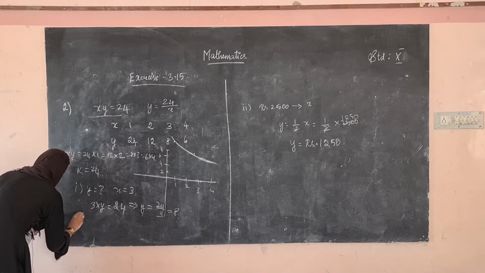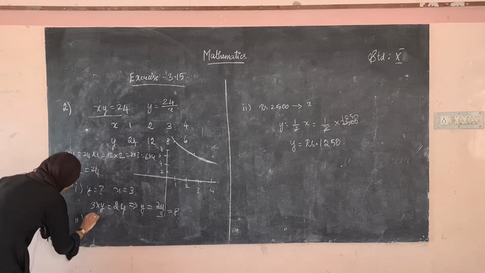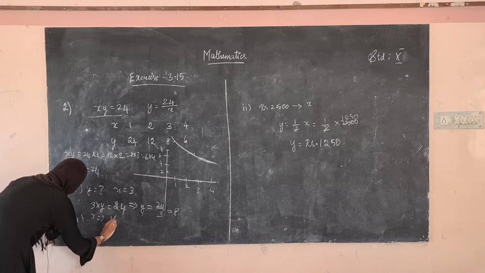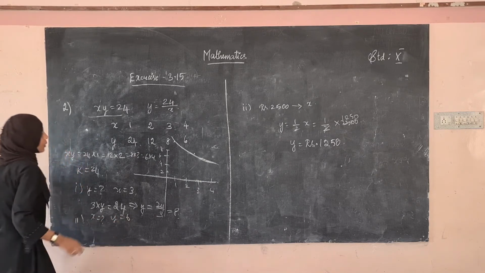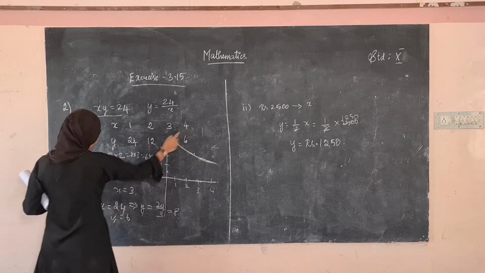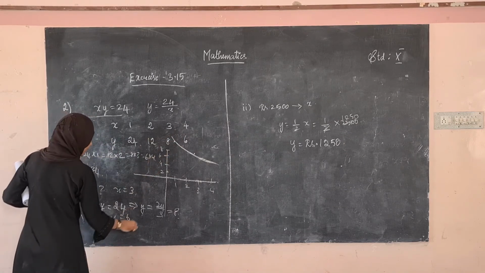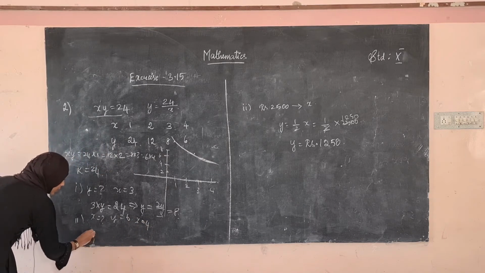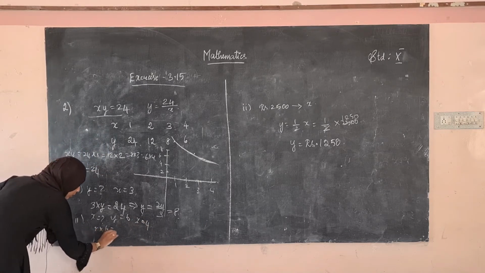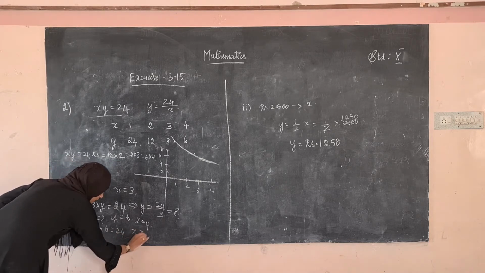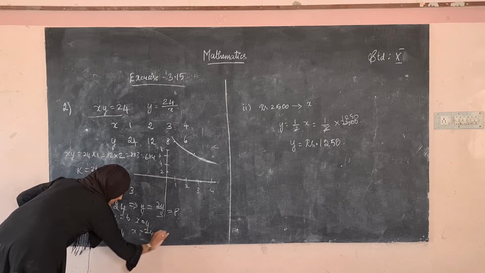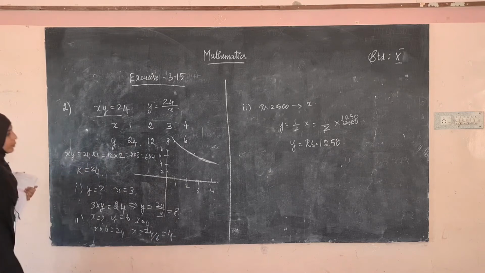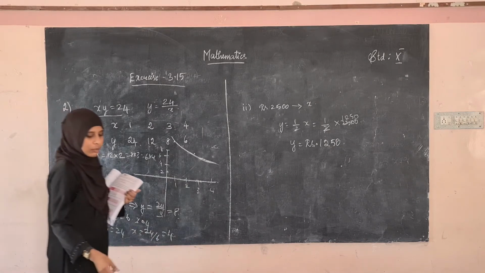And the second subdivision, what's the second subdivision? We have to find x when y is 6. Okay, when y is 6, the x value is 4. From the graph, you can directly write it like this. If you want to find it, see here, x into 6 is equal to 24. Therefore, x is equal to 24 divided by 6, which is equal to 4. Okay, this is how you have to find the values.